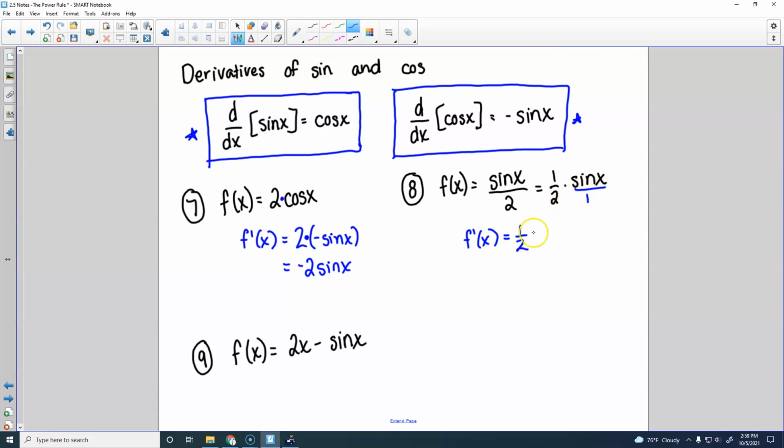Derivative of sine is cosine. So 1/2 cosine x. That's my derivative. You could also write it as cosine of x over 2. That's how it was written initially.